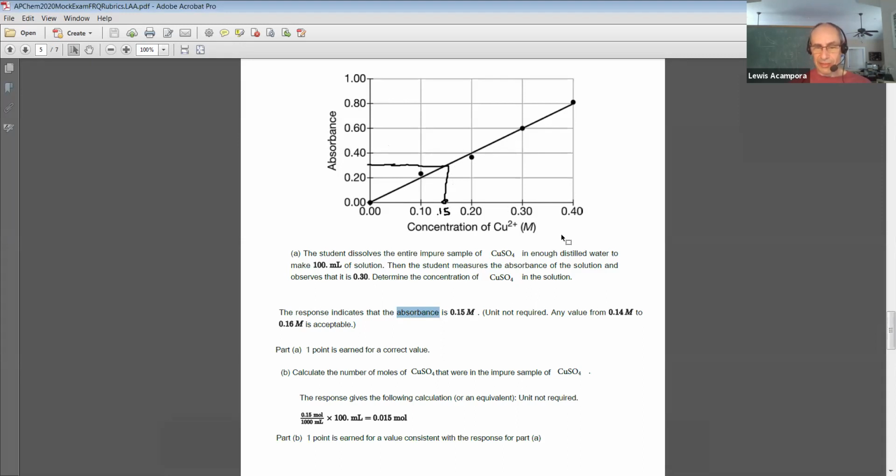The absorbance is 0.3. But any value from 0.14 to 0.16 is acceptable. And I think that gives you a little bit of wiggle room. But really, the tendency for students is to just eyeball it and go for the nearest mark. And a student who wrote 0.1 or 0.2 would not earn credit there.